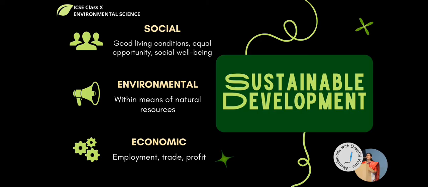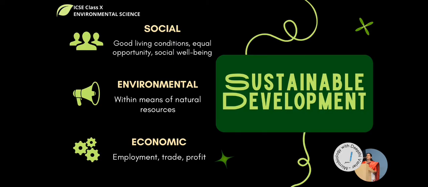Now after this, what we need to know about is sustainable development. Sustainable development is a concept which is a balance of 3 different pillars, and those are the 3 pillars that have been written over here. The first one is the social pillar. Social pillar is essentially the living conditions of population, good living conditions, equal opportunities for everyone, social well-being should be good. So all of that together is what we refer to as the social pillar of sustainable development.